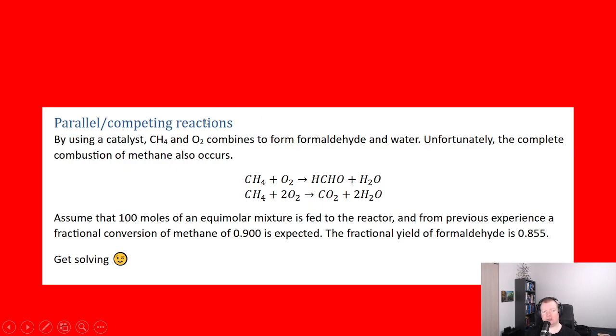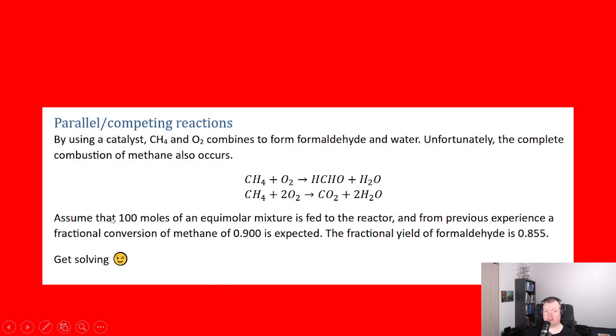So in this case, we have our methane that we want to use to create some formaldehyde, so react it with oxygen, and we'll get some water out as well. But in this reactor, we also have our classical combustion of methane.